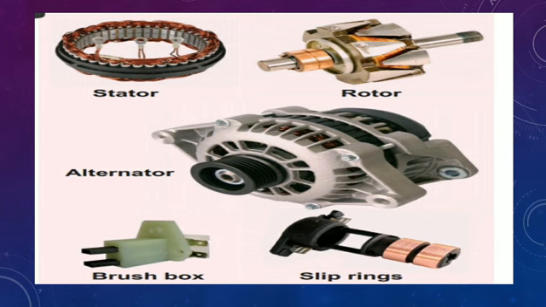Okay, students, and this is the brush box. There is a small brush attached to the coil, that's why brush box. And this is nothing but slip rings. These two rings are nothing but slip rings. It is attached to the coil, and this is also a slip ring. This is that generator. So these are the parts: stator, rotor, brush box, slip rings, and armature.